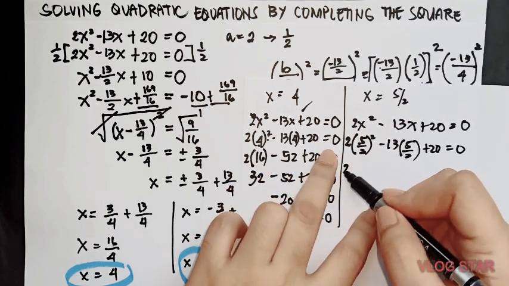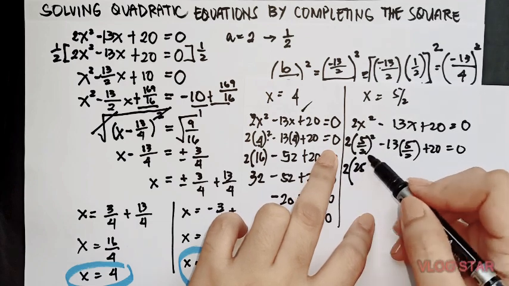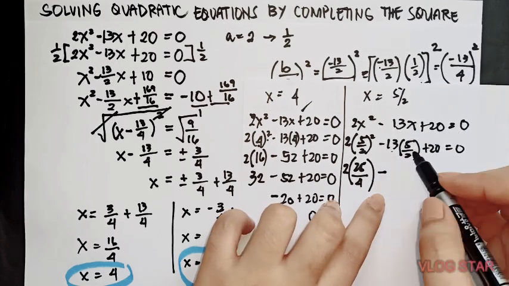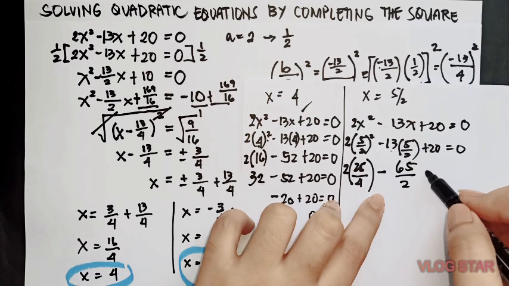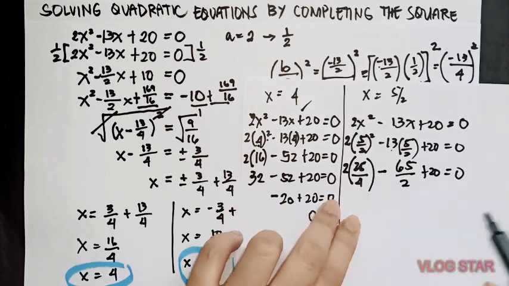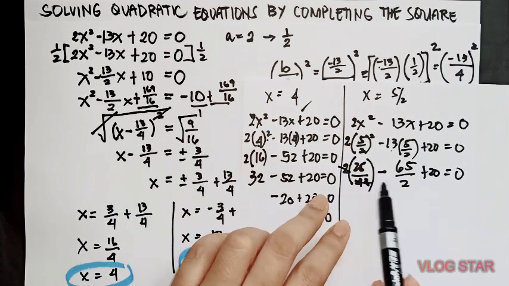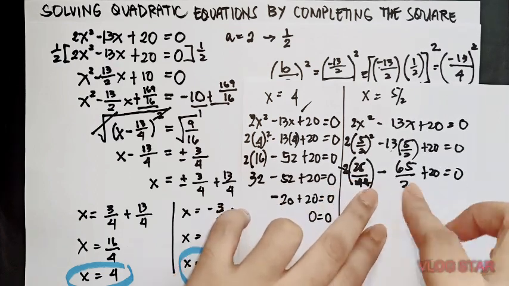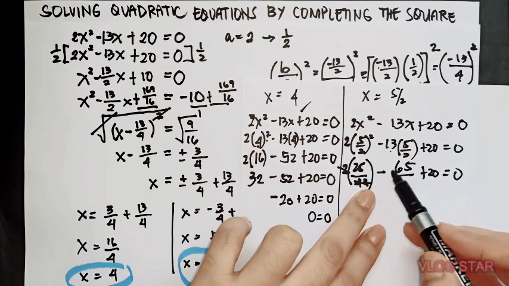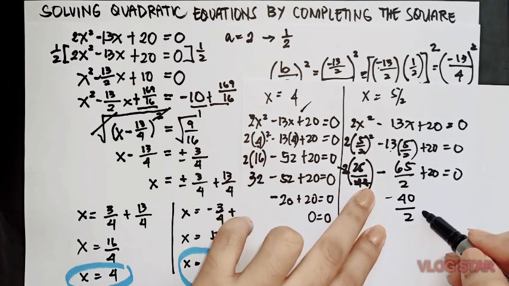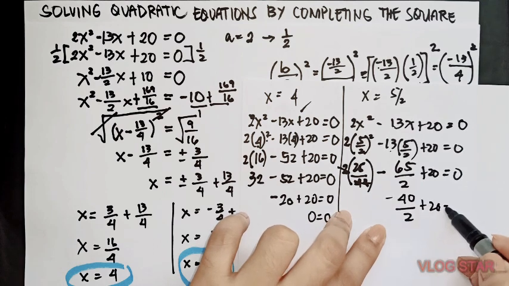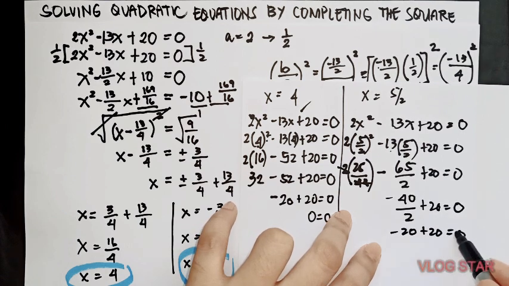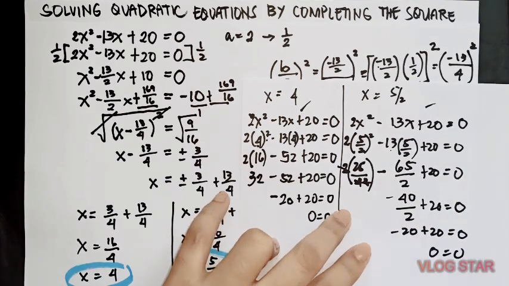Square 5 halves first, so we have 2 times the square of 5, which is 25, over the square of 2, which is 4, minus 13 times 5, that is 65 over 2, plus 20, is it equal to 0? We can actually cancel this and this will become 2, so we have 25 halves. Okay, so they are similar fractions. Now we can subtract them. 25 minus 65 is negative 40 over 2. Copy the common denominator. Copy 20, is it equal to 0? Negative 40 divided by 2 is negative 20, plus 20, is it equal to 0? Yes. Therefore, our answer is correct.